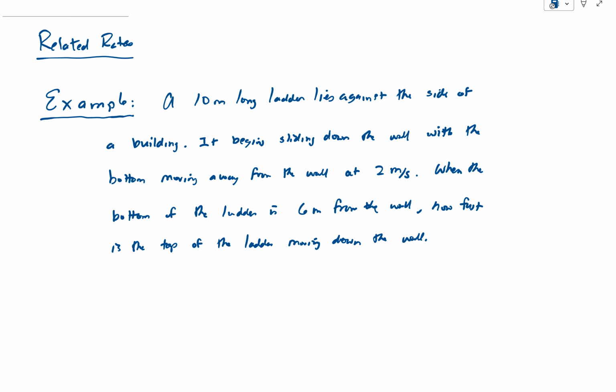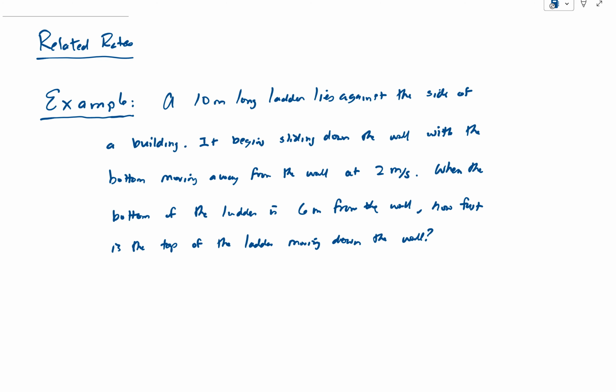Okay, so a 10-meter long ladder lies against the side of a building. It begins sliding down the wall with the bottom moving away from the bottom of the wall at 2 meters per second. When the bottom of the ladder is 6 meters from the wall, how fast is the top of the ladder moving down the wall?